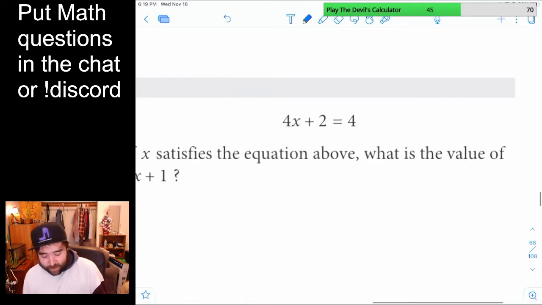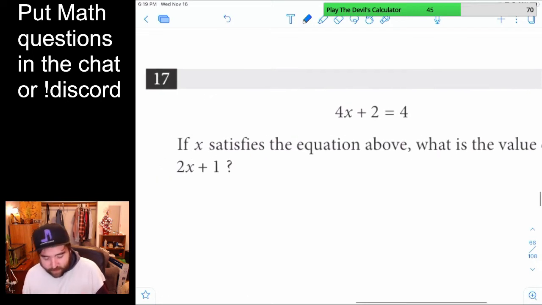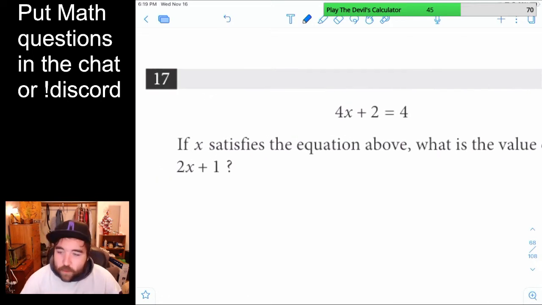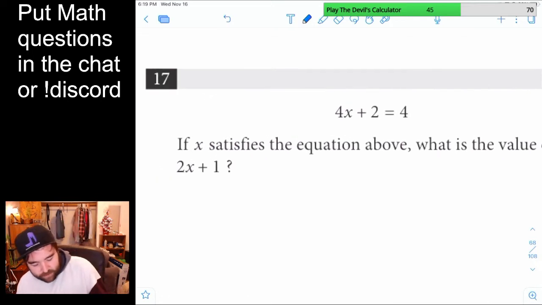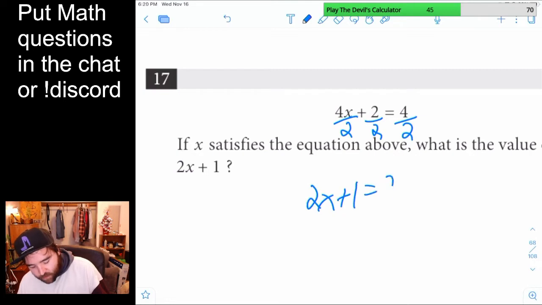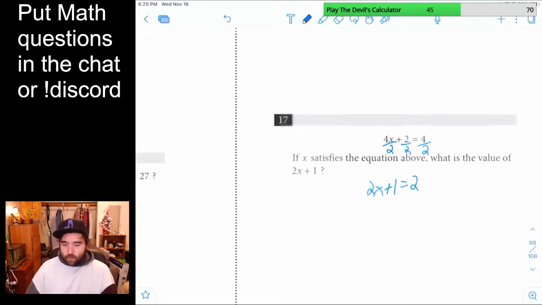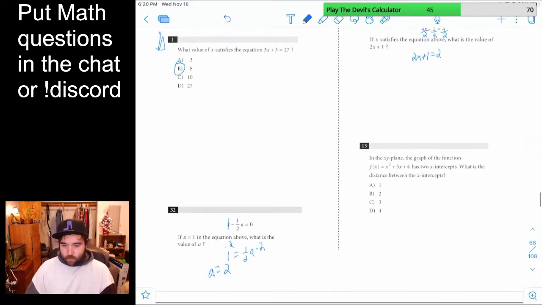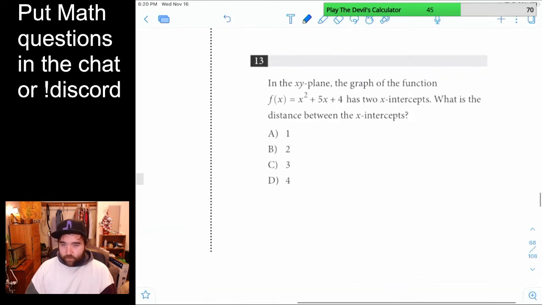This feels like a repeat just because they're so repetitive, but I don't think it is. You see how they give us 4x plus 2? We want 2x plus 1. So we just did this technique. It was a different problem, but we just did this technique. Divide everything by 2. You get 2x plus 1 equals 2. All right, good stuff. We are flying through these now.